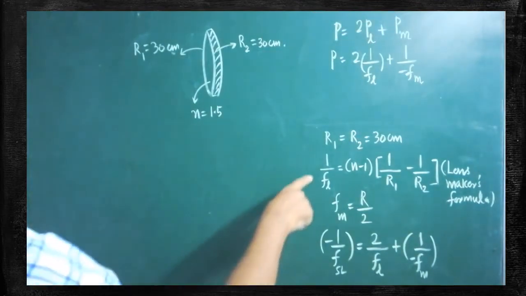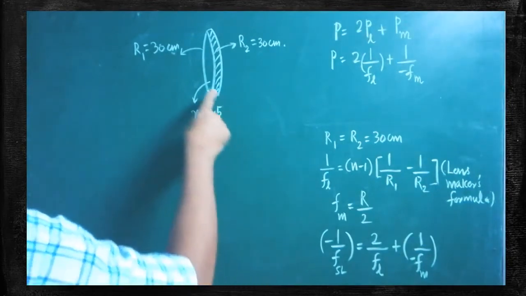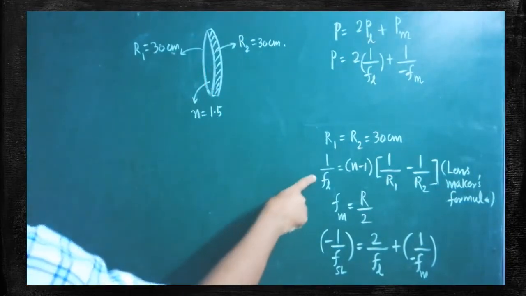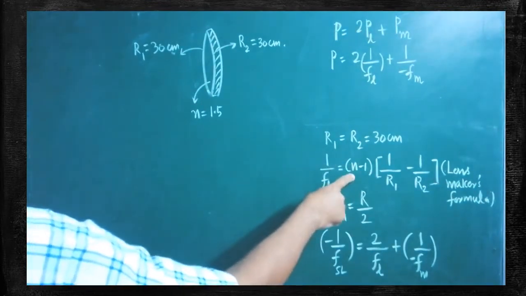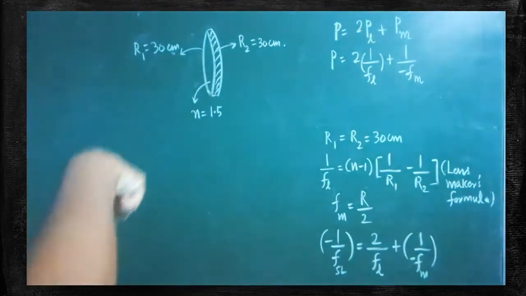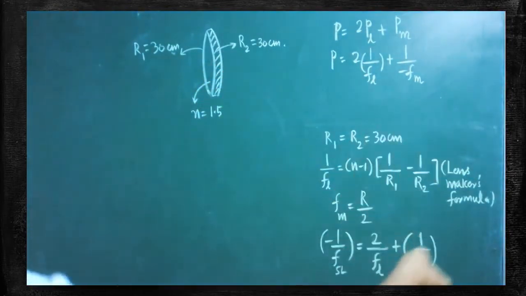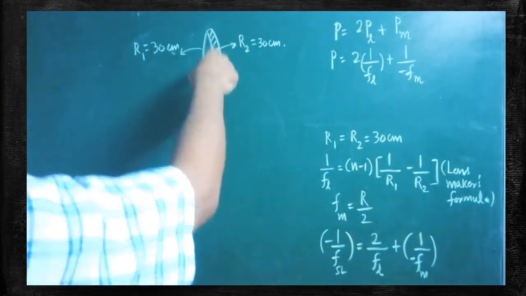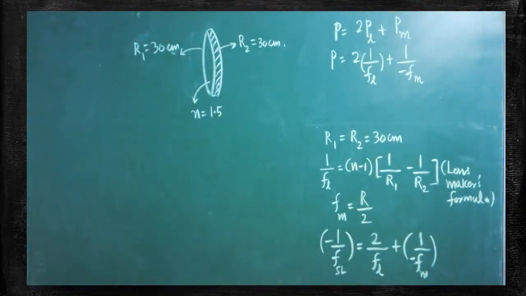So you should know the lens maker's formula. With the help of the lens maker's formula, we are able to find out the focal length of the lens portion. I already have written the lens maker's formula. Here the n value is given. Substitute here. R1, what is R1? R1 is the radius of curvature of the first surface. R2 is the radius of curvature of the other portion. Since it is the mirror portion, R2 must be taken as negative. The radius of curvature of the mirror portion must be taken as negative.